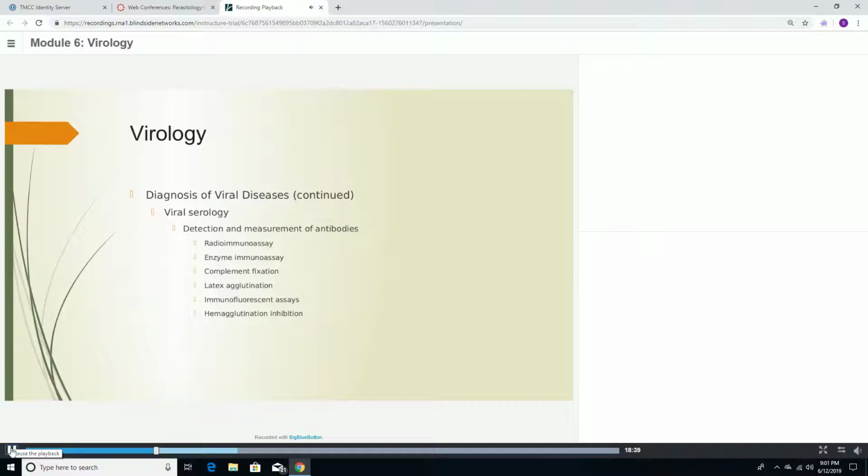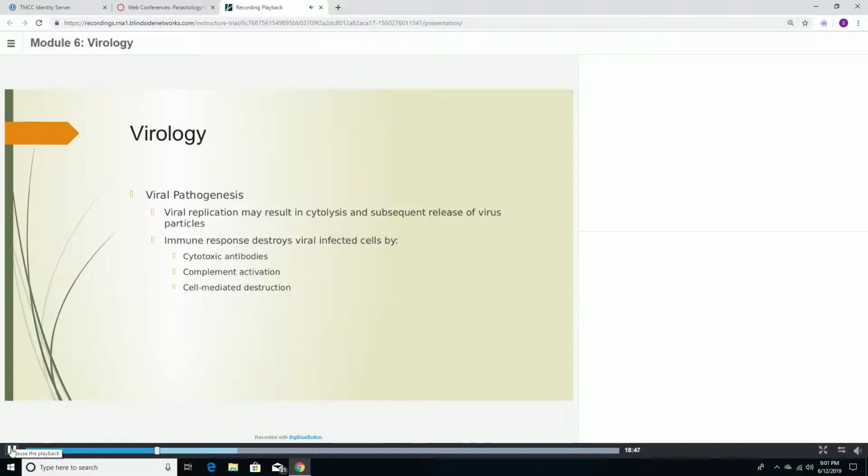But then if we have other viruses where we're going to have to do a specific sample, most of those are going to get sent to state laboratories, and the state laboratory is going to do its DNA amplification and PCR for us.